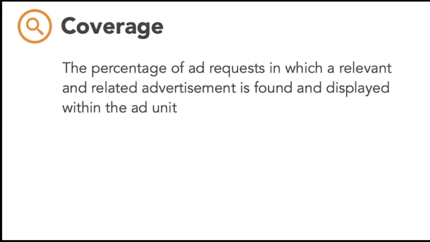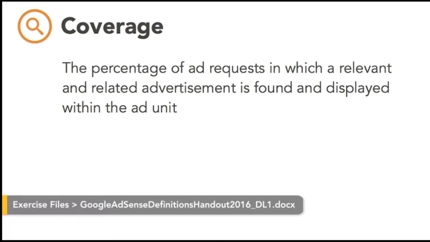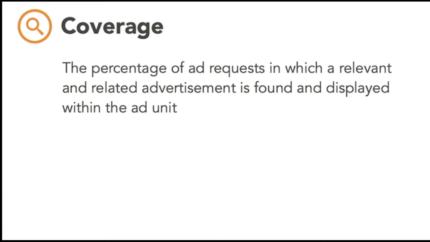You don't want an ad unit to request an advertisement and nothing to be found to put inside of that ad unit. That means you might need some additional keywords, or you may have to tweak the title of your page so that Google can more easily find a relevant advertisement to display on your web page. Also, remember that there's a handout with this course that has a number of definitions on it, so you can go ahead and print out that sheet and keep it next to you as we go into the performance report section here in Google AdSense.